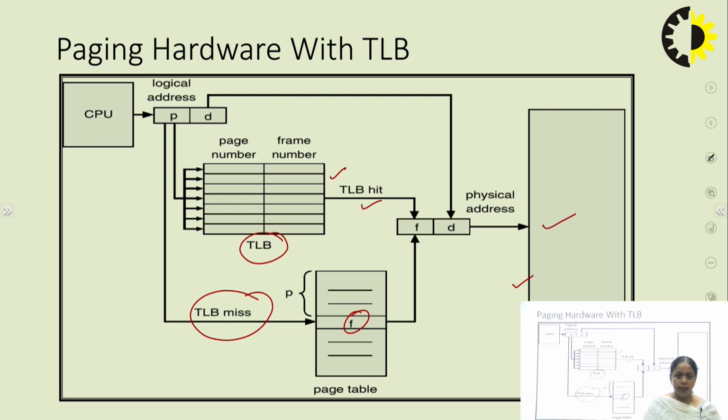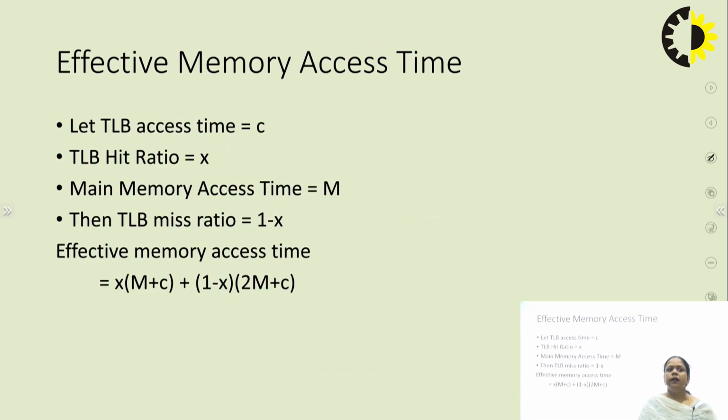First, it will access the TLB. If it is not in the TLB, then again it has to access the page table from the main memory. This is the main concept here. So if we look at the efficiency, if the number of hits increases, then this system will give more efficiency. If the misses are more, then it will give less efficiency. Fine. You can say here, effective memory access time in the case of TLB.